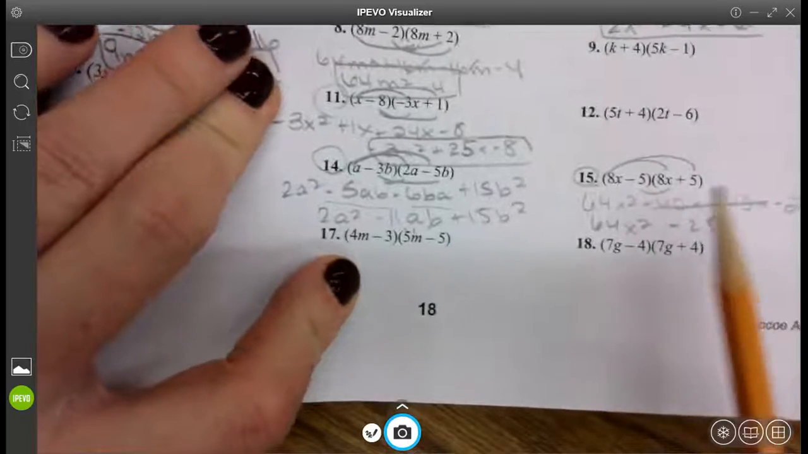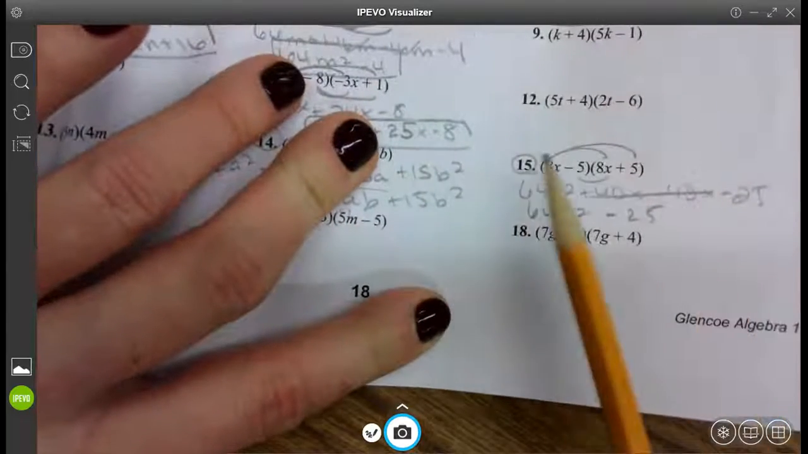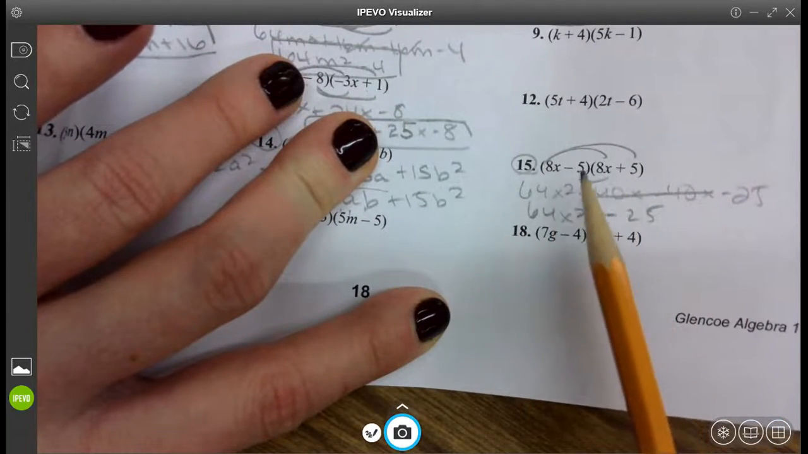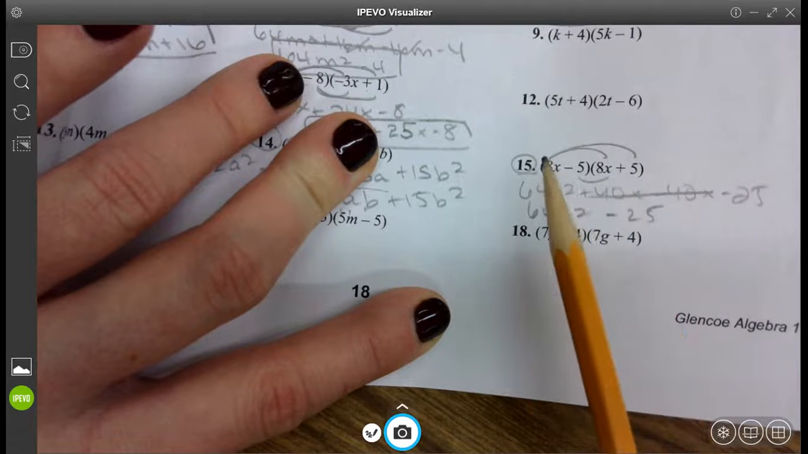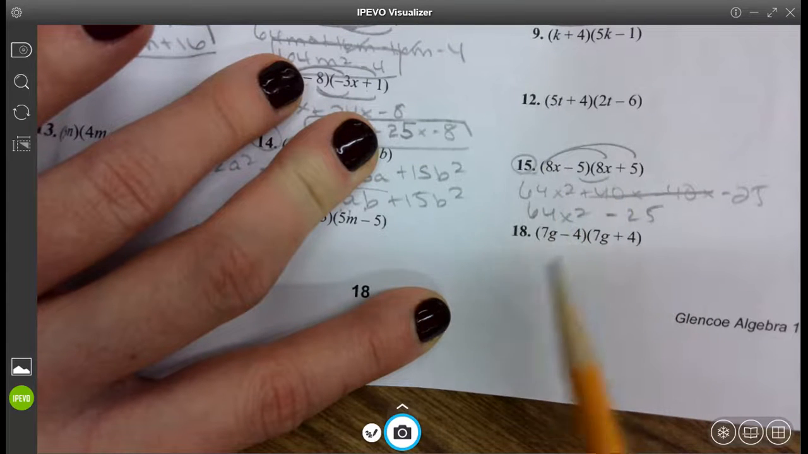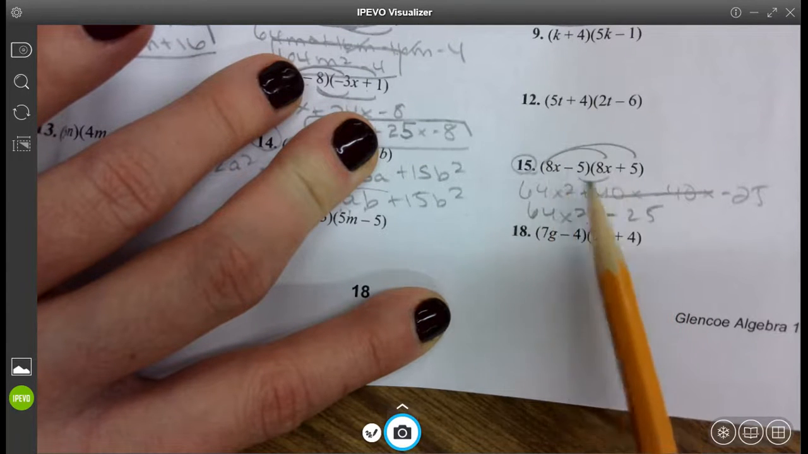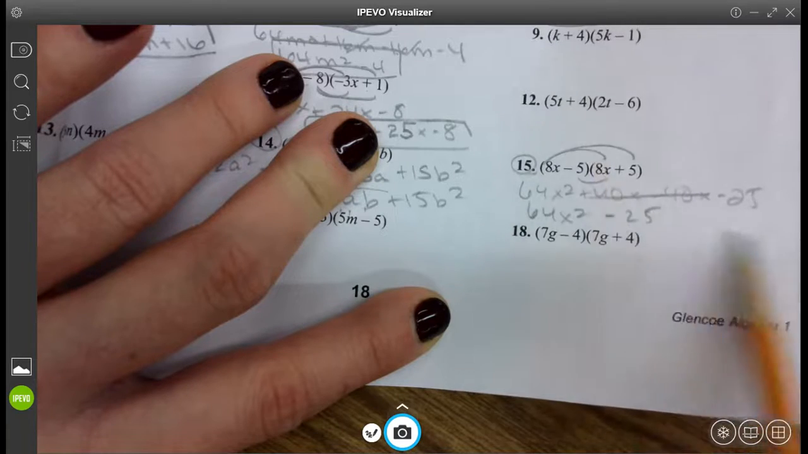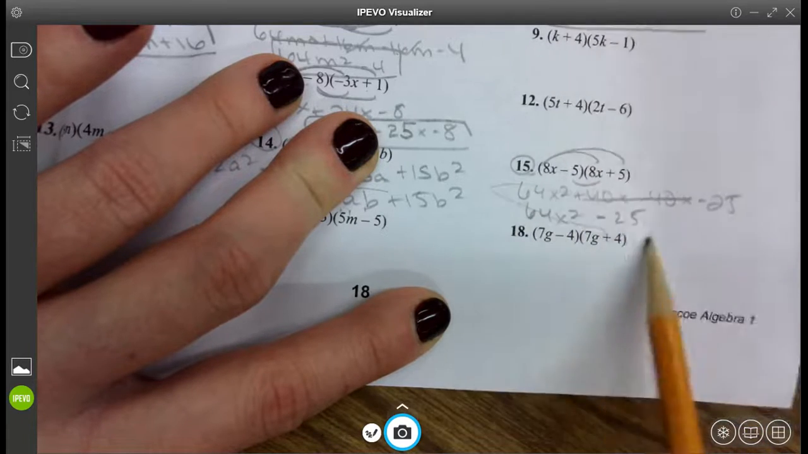Here, okay, you have the same thing. It's called the difference of two perfect squares, because when I square it, I get a perfect square of 64. And then we get 40 minus 40. Those will cancel. And then 25. That's your final answer. Okay.